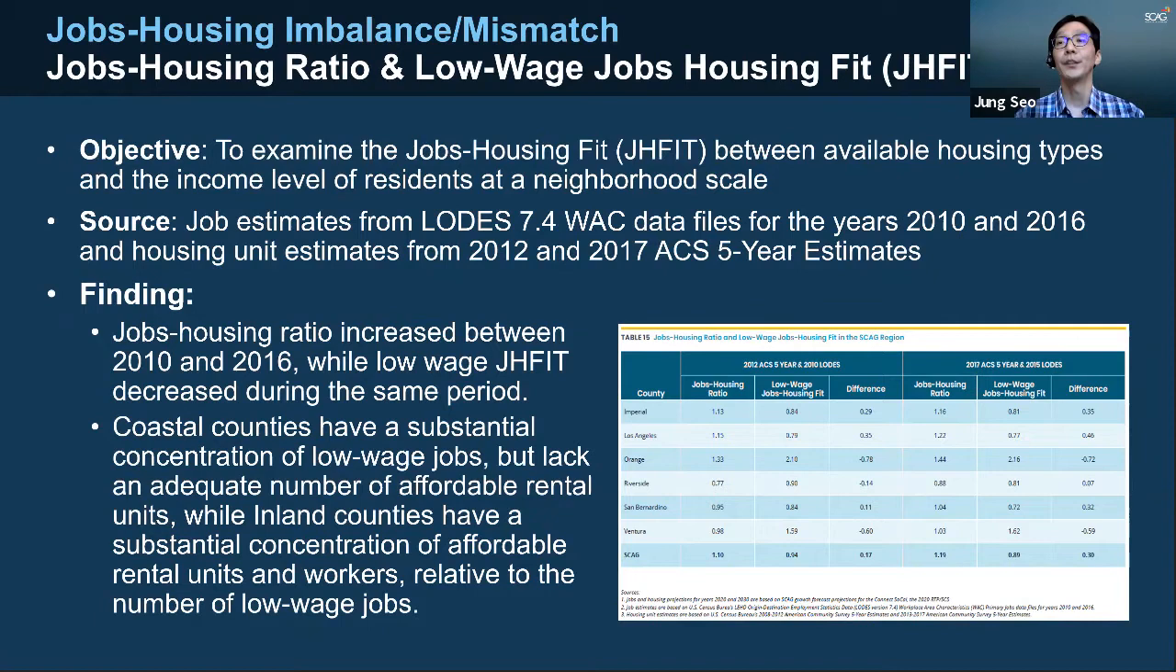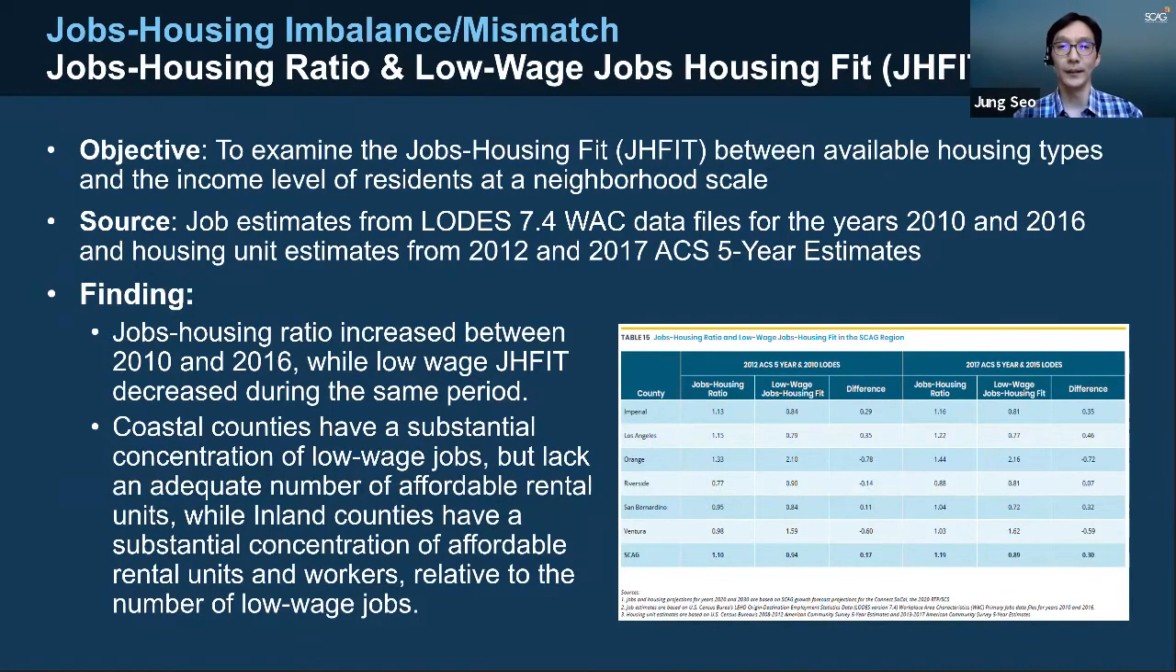For the low-wage job housing fit analysis, we examined the ratio between the total number of low-wage jobs and the total number of affordable rental units. For this analysis, job data was obtained from the census LEHD LODES data, and housing data was obtained from the census ACS 5-year estimate. The table on this slide shows the job housing ratio and low-wage job housing fit in the SCAG region for the years 2010 and 2016.